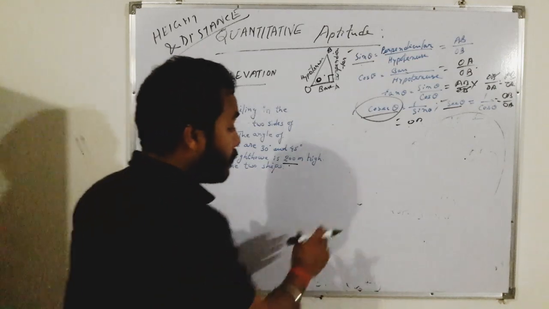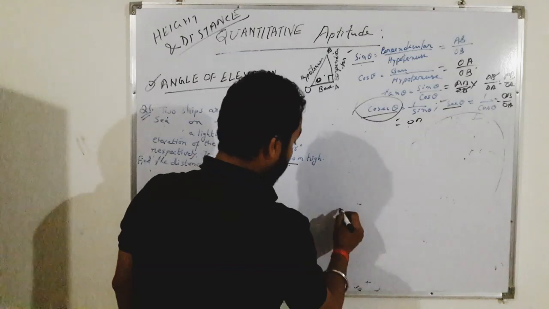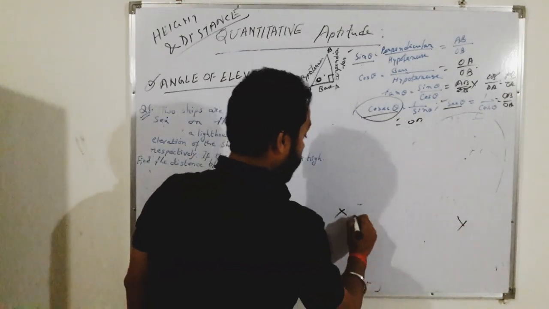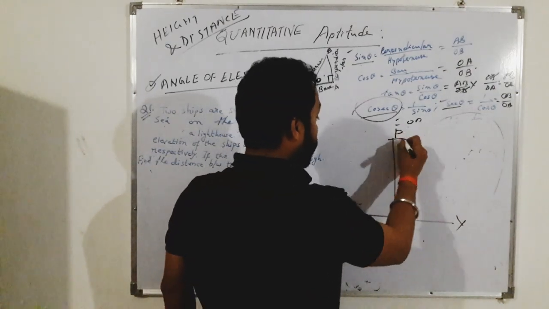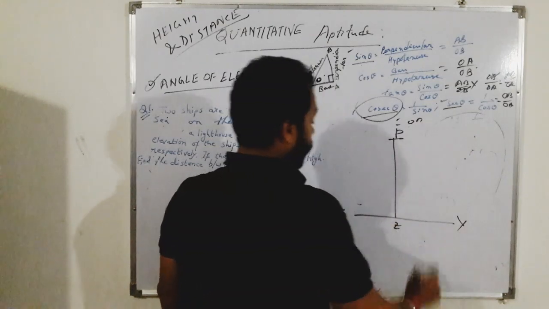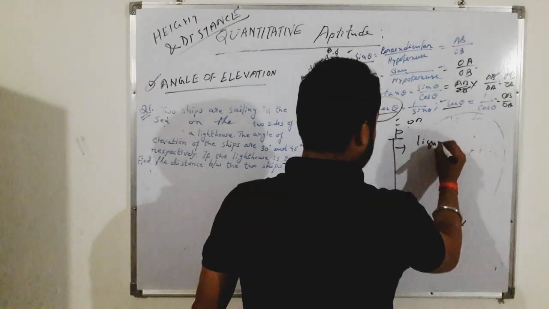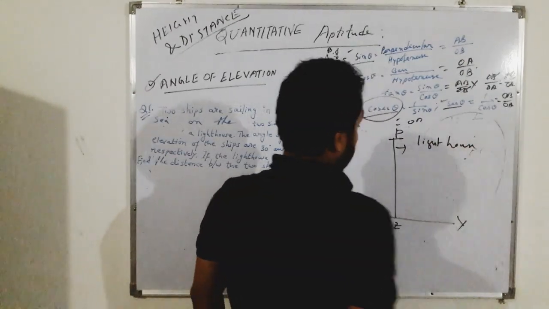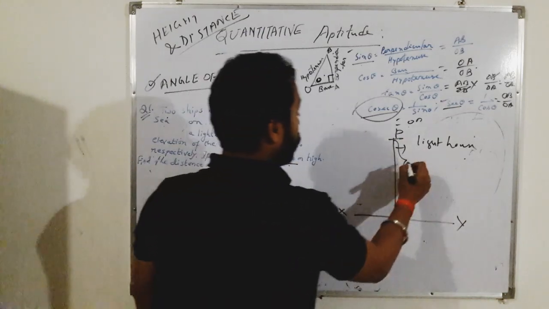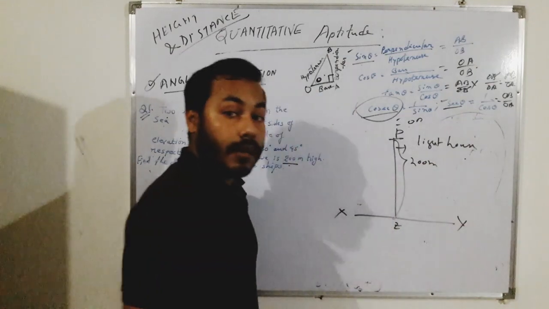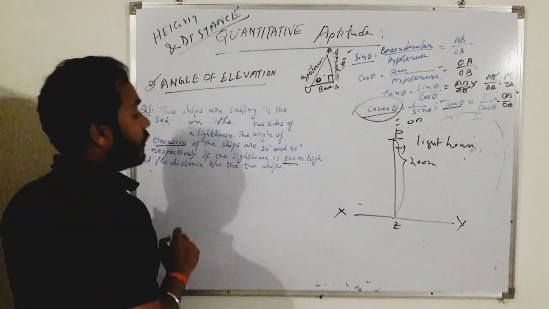Clear? So let's picturize the question. We have two ships, say X and Y. The other thing of concern here is P. PZ, say, is our lighthouse. The height of the lighthouse is given as 200 meters. Clear? What other things are given to us are the angles of elevation.